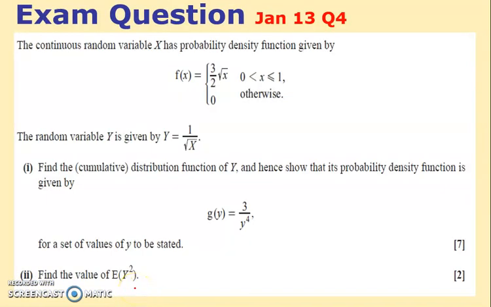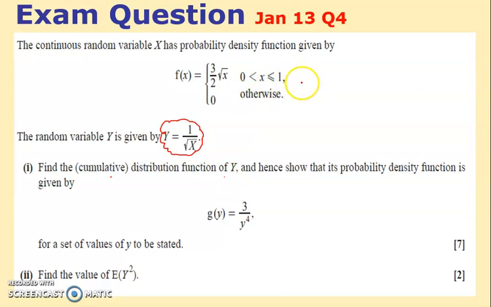So this is an old exam question which I've randomly picked. A continuous random variable x has a PDF given by that. Okay, fair enough. The random variable, and notice this is the transformation I was talking about, it basically says y is some function of x. In fact, it's 1 over root x. So bearing that in mind, it says find the CDF of y. So that's what I need to do first.